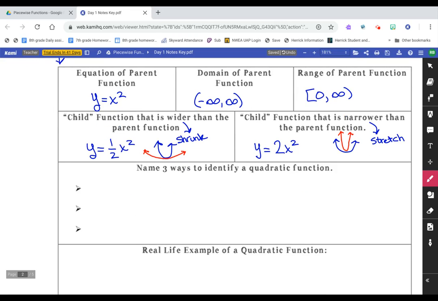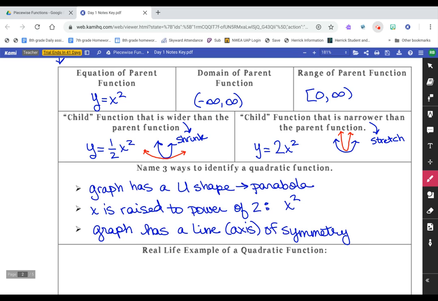3 ways to identify a quadratic function are the following. You have a graph that has a U shape known as a parabola. X is raised to the power of 2, so we have x squared. And the graph has a line of symmetry, also known as the axis of symmetry.